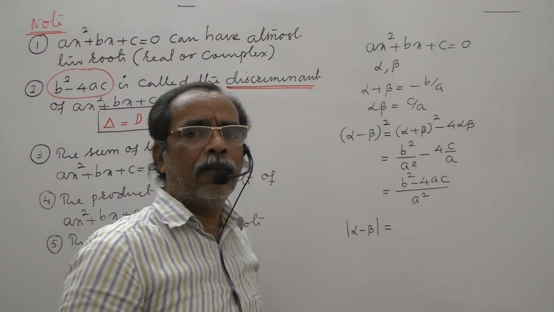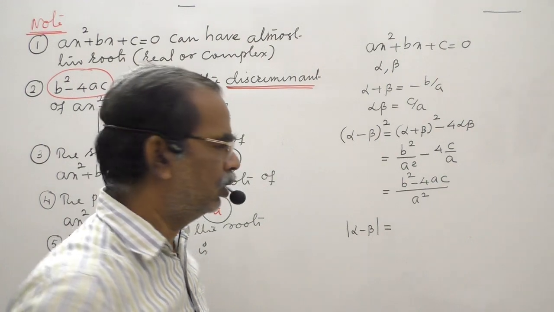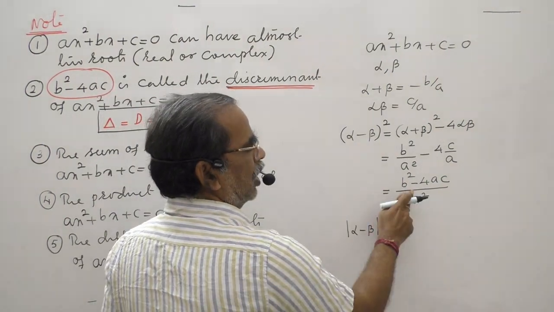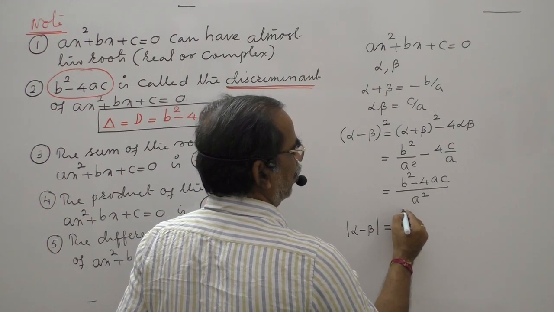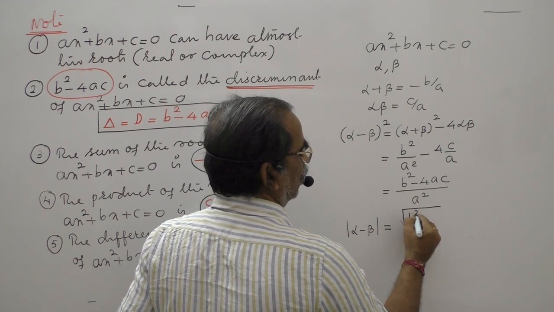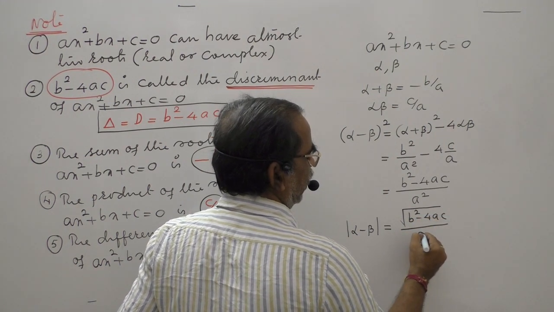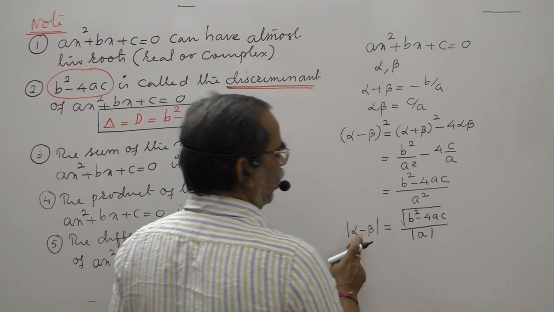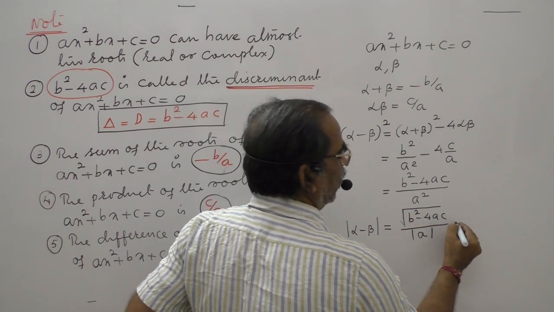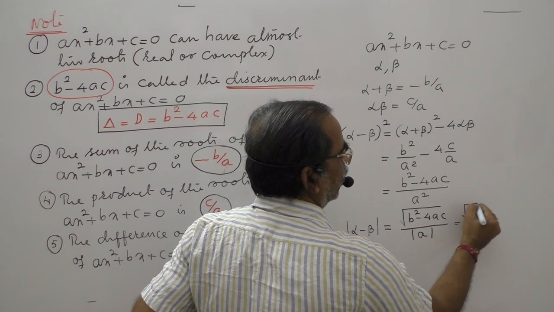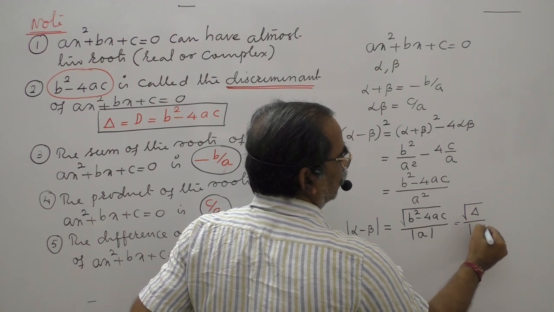For that only I have written mod. That means I am taking the positive value among those two. This is alpha minus beta whole square. What is alpha minus beta? I have to take the root, no? So root over b square minus 4ac divided by a square root is a. We are considering the positive quantity, therefore this one. What is this b square minus 4ac? It is the discriminant, no? Therefore you can also denote this by delta.